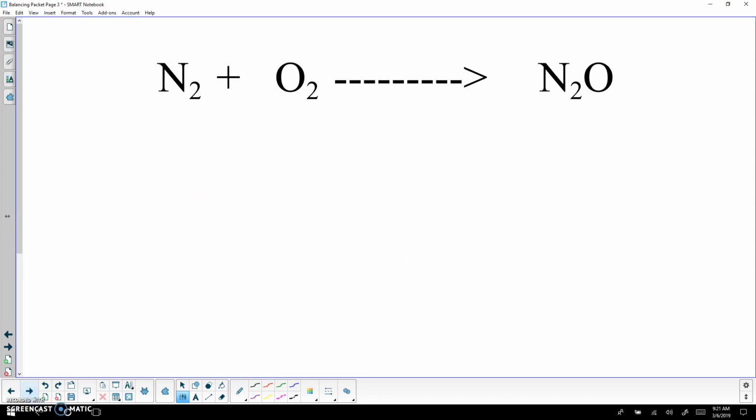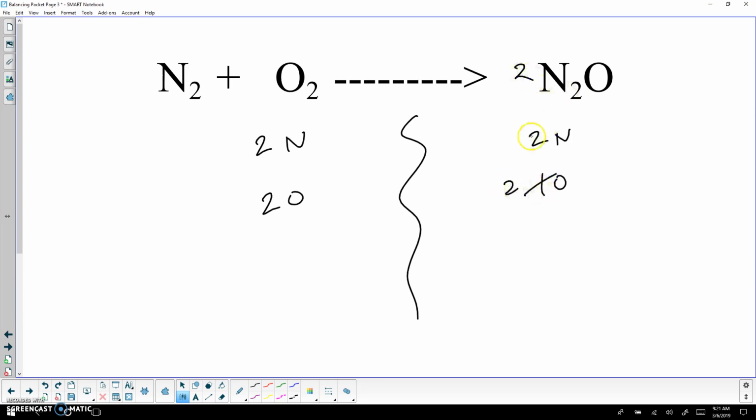For number 30, we have nitrogen, so we have 2 nitrogen, we have 2 oxygen. On this side, we have 2 nitrogen and 1 oxygen. If I flop a 2 in front of here, the oxygen turns into 2, the nitrogen turns into 4. All you have to do is put a 2 in front of this nitrogen, it becomes 4. So 2, 1, 2 are the coefficients.